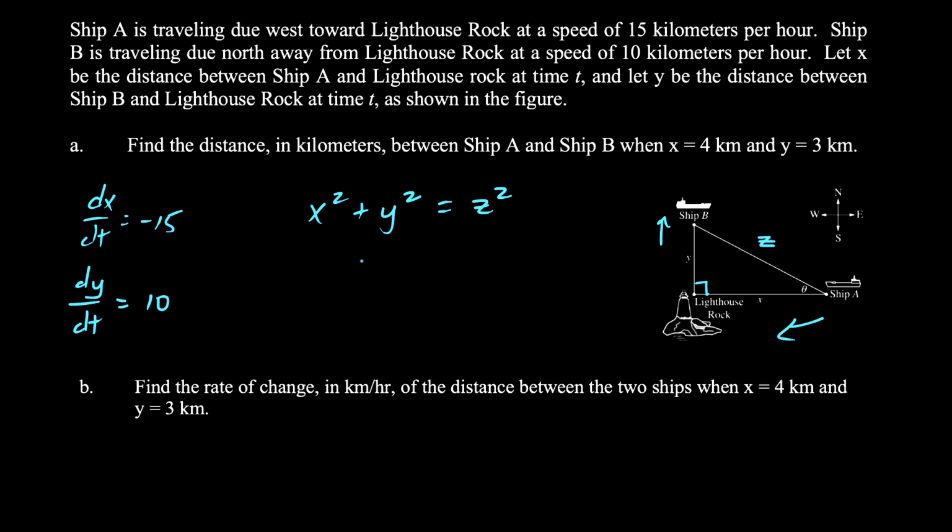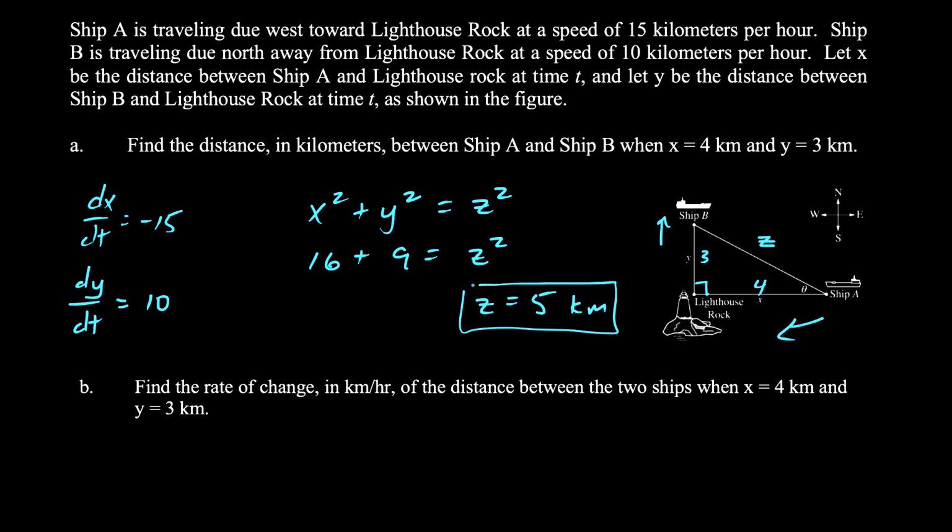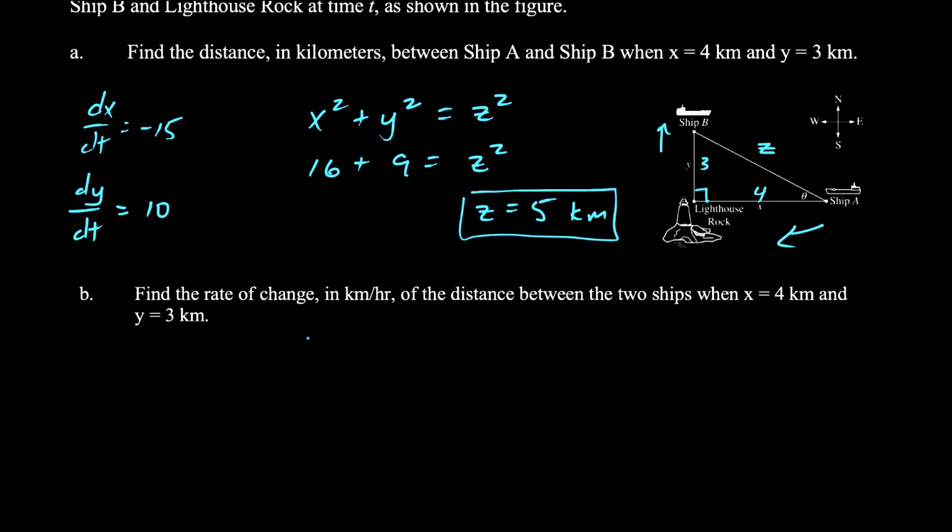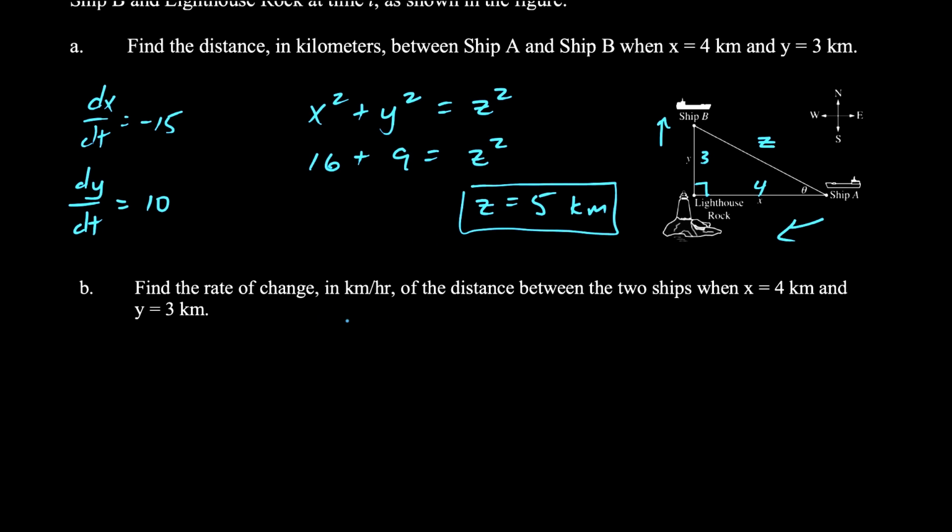We should be able to see right away it's a 3, 4, 5 triangle. In case we don't, we can substitute in the fact that this is 4 at an instant and this is 3 at an instant. So we'd have 16 plus 9 equals z squared, or z equals 5, and that would, again, be kilometers. That was just a nice setup to show you the relationship between x, y, and z. Now they want the rate of change of the distance between the two ships. So that means they're looking for dz/dt.